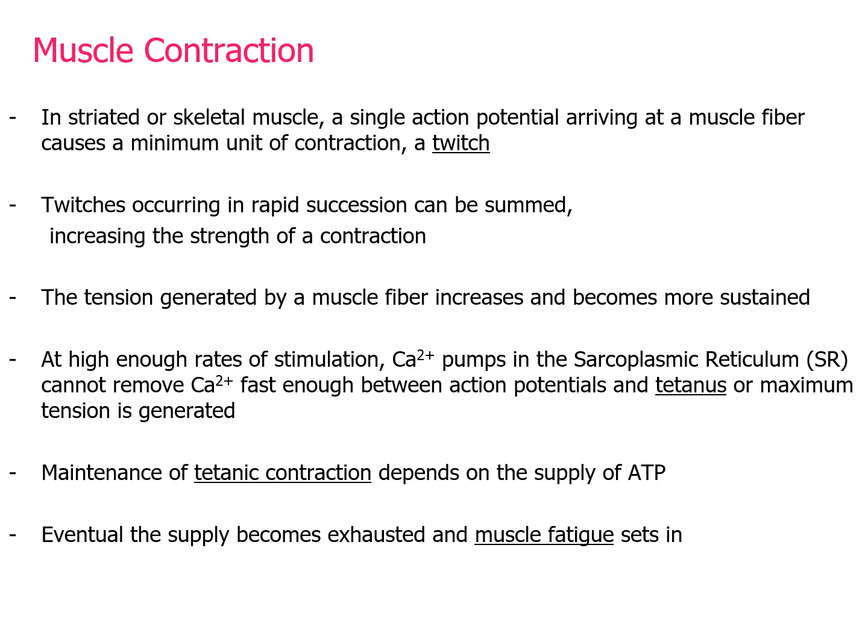If you get a single action potential sent out along the motor neuron, and it arrives at the muscle fiber and triggers a contraction, then you'll get a twitch. If the twitches are occurring in rapid succession, you can get an increase in the total strength. It has to be close to each other, and that's sort of like a summation. Tension is generated and increases and becomes more sustained as the signals come in faster.